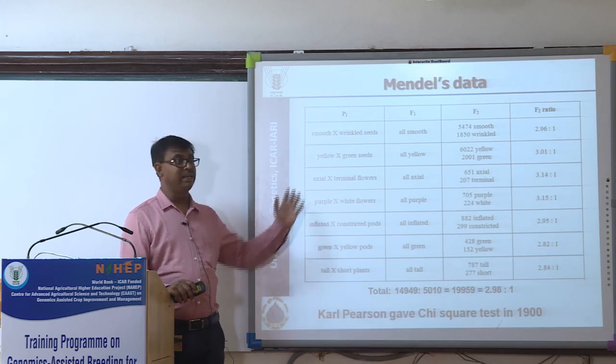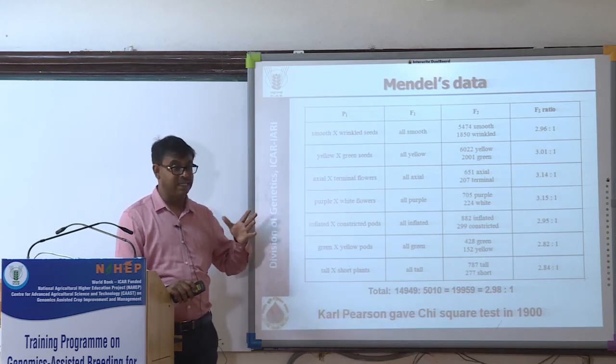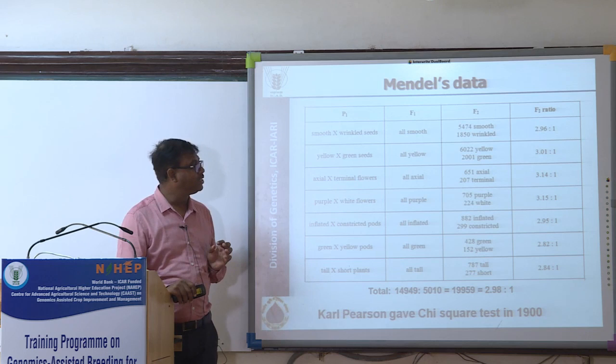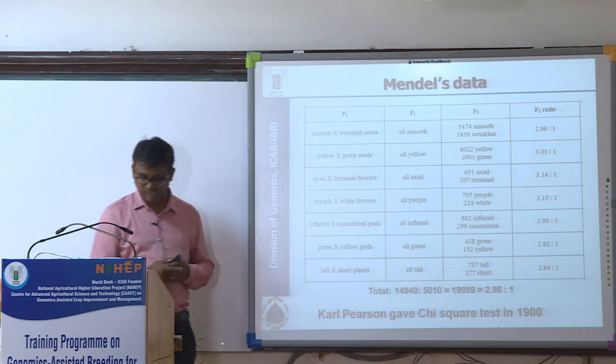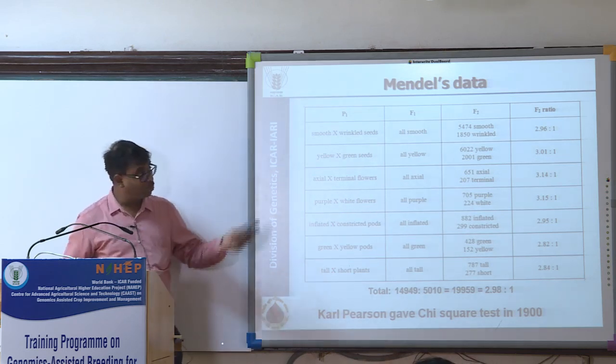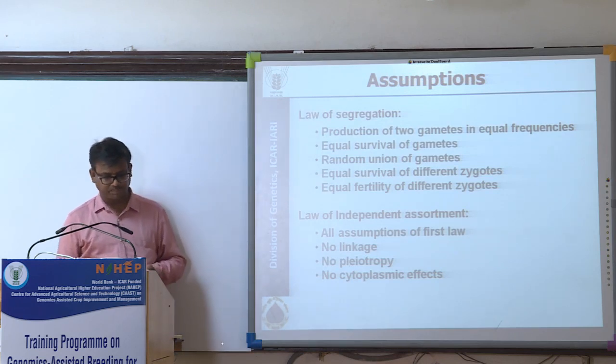to tell that look, every trait is segregating 3:1. If you start thinking in 1865 why it is 3.01, why it is 2.96, I think nobody will come to any kind of conclusions. Okay. So, that was one of the greatness of Mendel, that he took every ratio as 3:1.